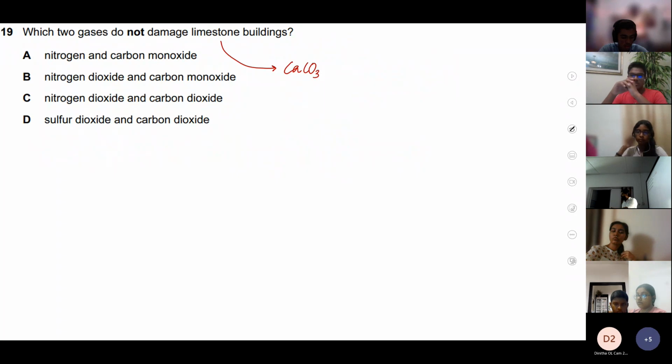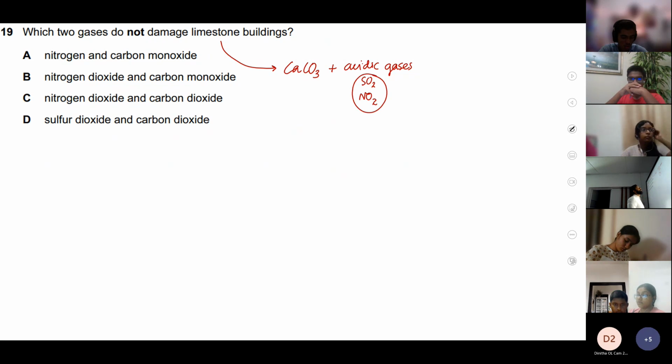Calcium carbonate reacts with acidic gases, like sulfur dioxide and nitrogen dioxide, not nitrogen monoxide. These two are the acidic gases. Nitrogen monoxide is neutral and carbon monoxide is neutral, so they do not damage. If they are neutral, fine.